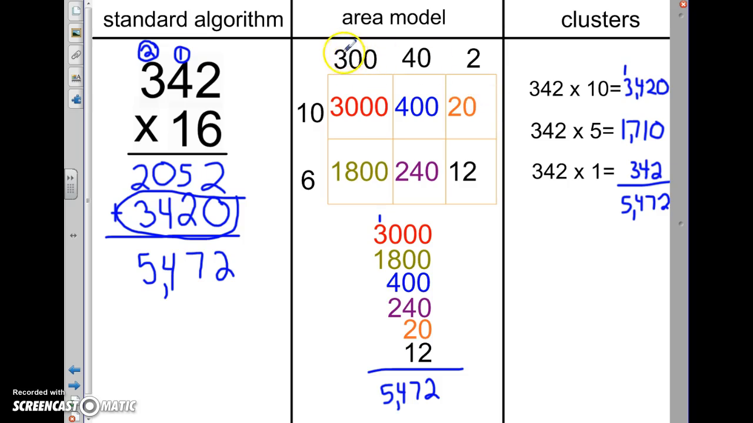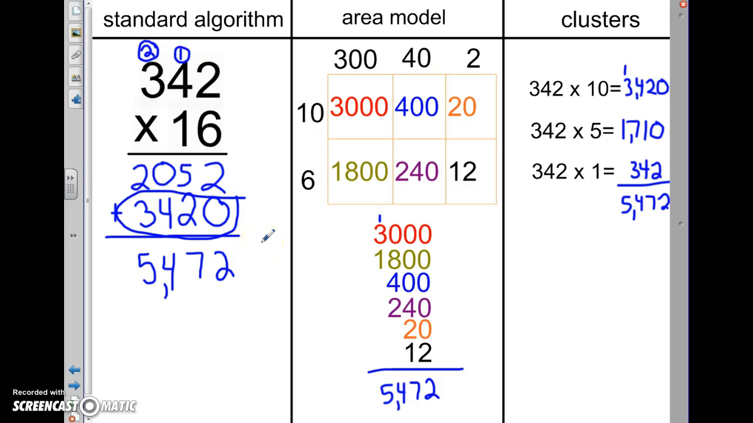And then you'll also notice that in using the area model, this 300 times 10 equals 3,000. 40 times 10 equals 400. And 2 times 10 equals 20. Together, that's 3,420. So again, we got the same answer here.